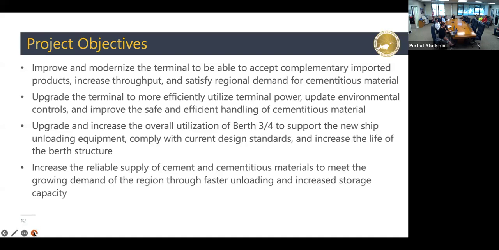To upgrade the Stockton terminal to more efficiently utilize terminal power, update environmental controls, and improve the safe and efficient handling of cementitious material. To upgrade and increase the overall utilization of the existing berth 3-4 dock to support the new ship unloading equipment, comply with current design standards, and increase the life of the berth structure. And to increase the reliable supply of cement and cementitious materials to meet the growing demand of the region through faster unloading and increased storage capacity.